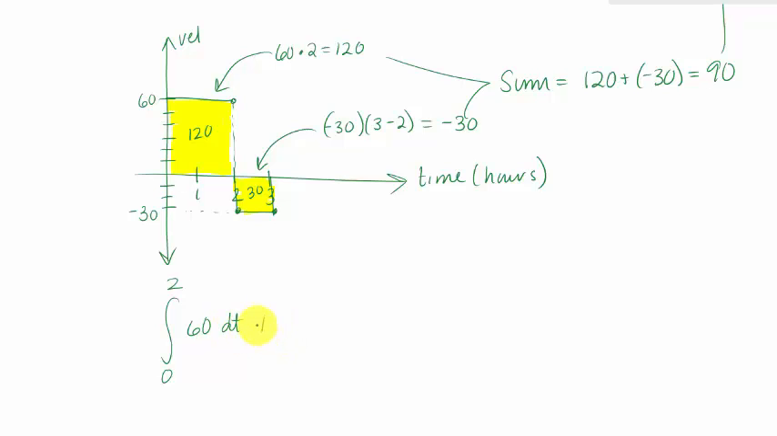Then I need to add on my second area, which is the integral from 2 to 3 of the velocity function, which is negative 30 dt. Okay, so this is how we're going to represent this situation with integrals.